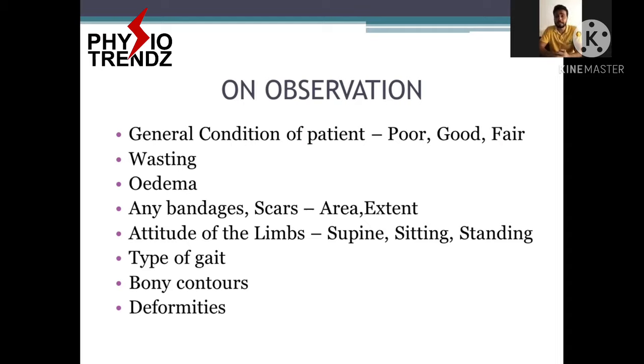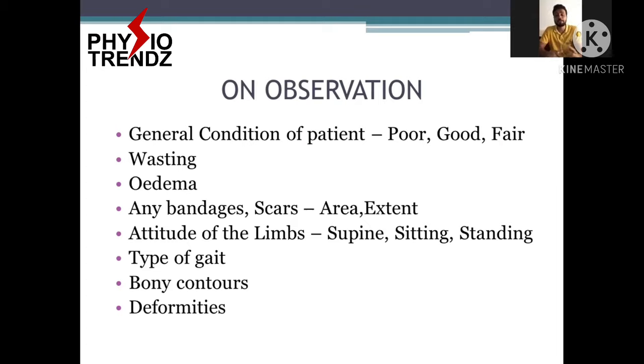Next is type of gait. We just have to observe how the patient is walking, whether any abnormality is present or not, so that according to that we can continue the examination part of the assessment. Next is presence of any bony contours. Now, bony contours is nothing but prominence of the bones in certain areas.